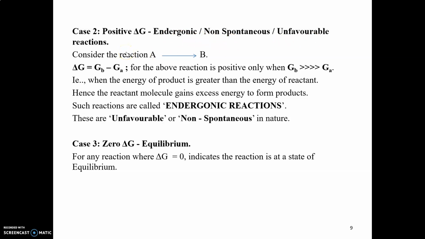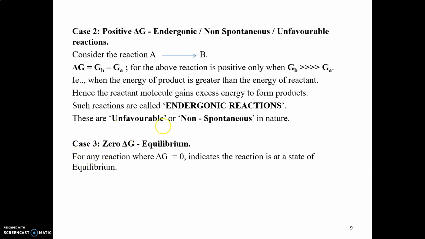Consider a reaction A giving rise to B. Delta G, you know, is Gb minus Ga. For this reaction, it is positive when the free energy of the product is greater than the free energy of the reactant. The reactant molecule gains excess energy to form the products. Such reactions are known as endergonic reactions. Remember, they are non-spontaneous because they require energy from outside and they are thermodynamically unfavorable reactions.